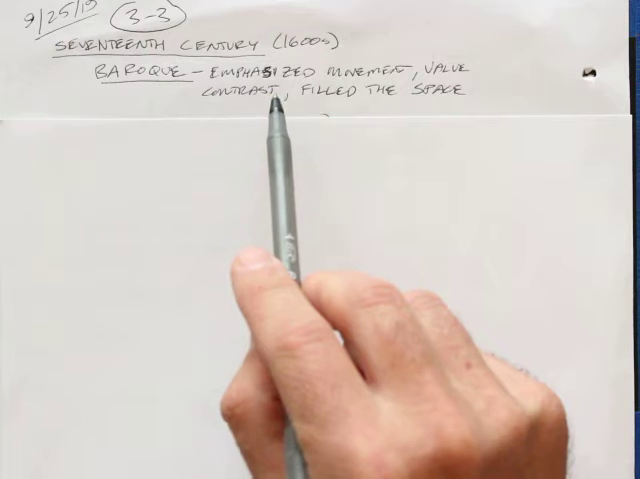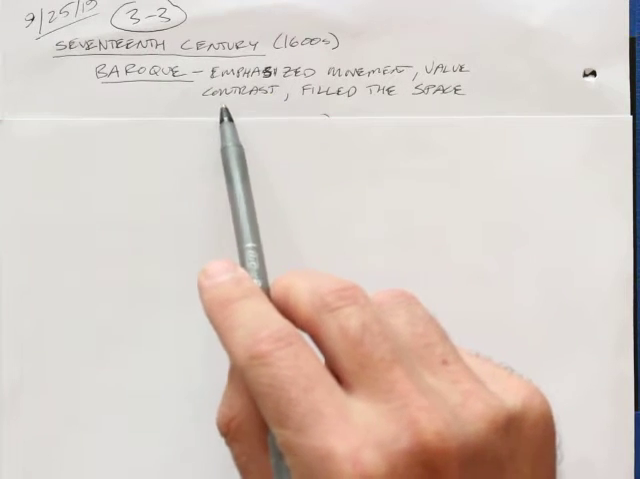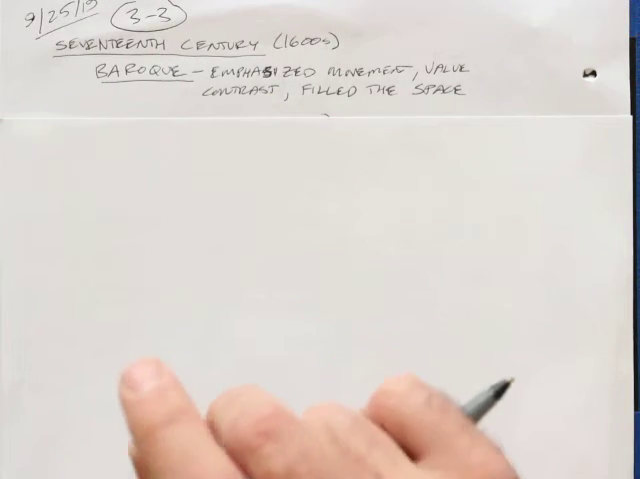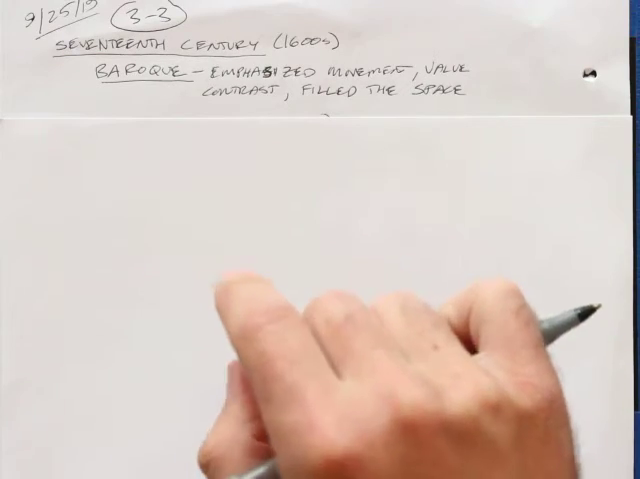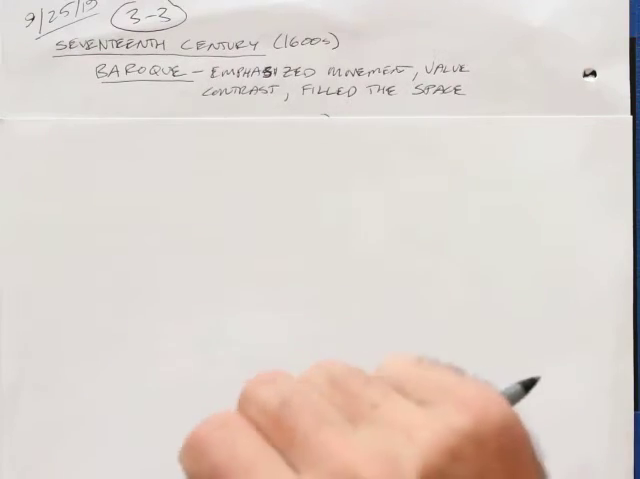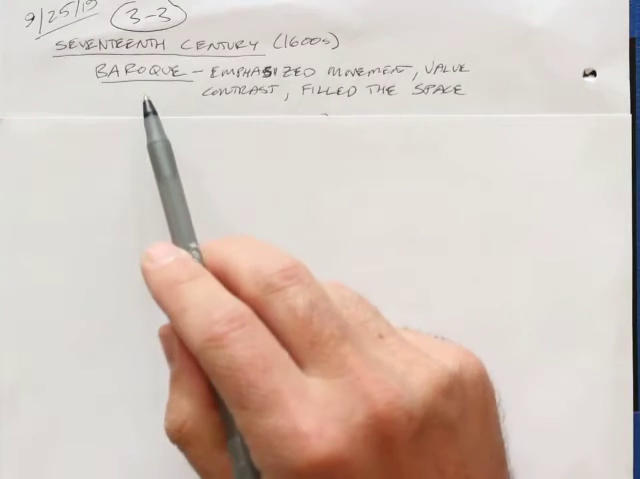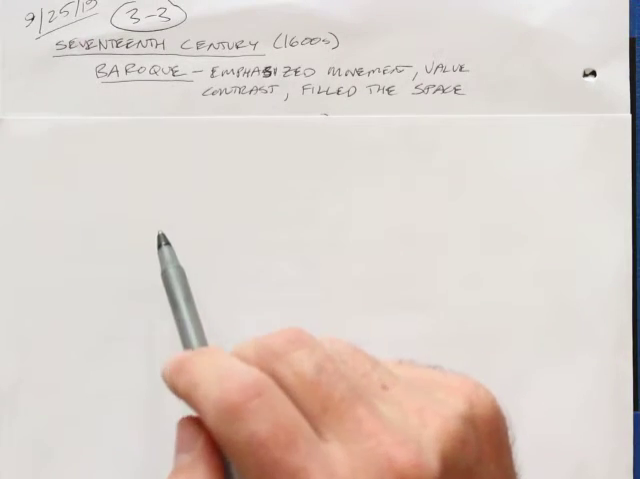Baroque also became more ornate. Even in the music, there was more going on. So there's more spaces being filled. Filling the space is a big part of the Baroque period.